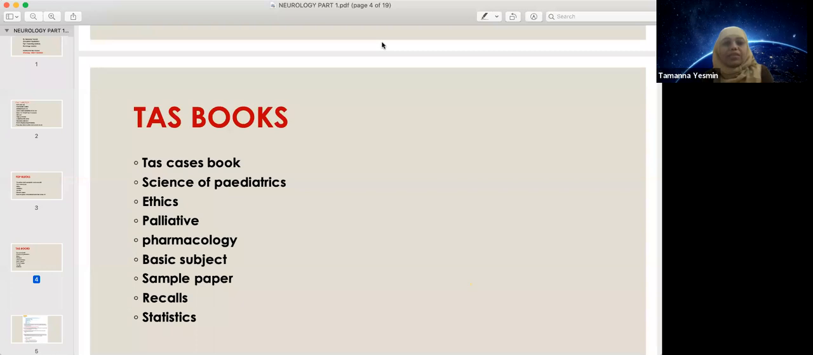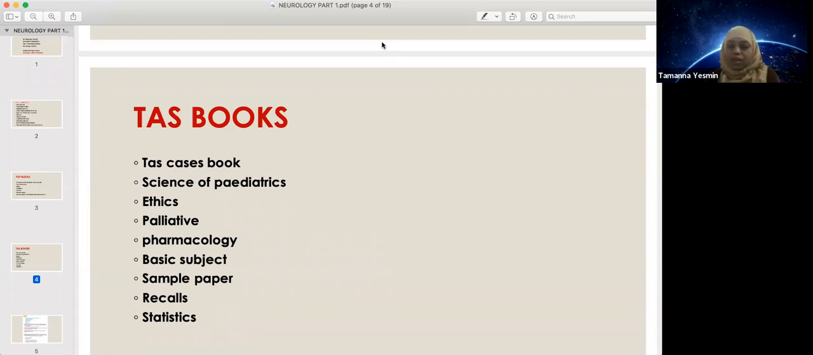Now again, basic subjects like pathology, microbiology. Microbiology is very important: gram positive, gram negative, cocci, bacilli, virology, fungi. These are very important. And sample papers, as I already said, are published by RCPCH, so those are very important. Recalls are also important here, and statistics.